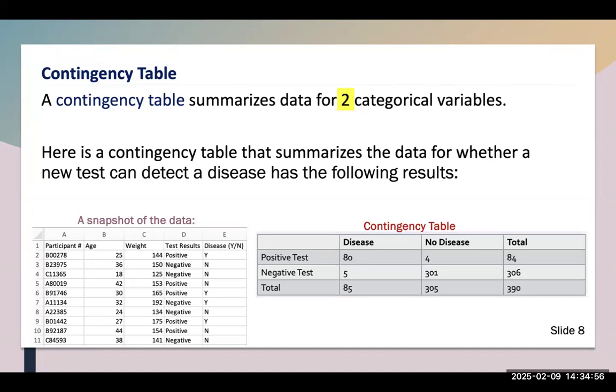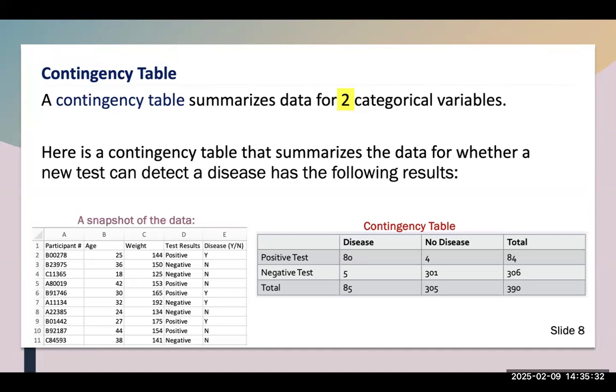So what I can do is ask the computer to count how many times somebody got a positive test and also had the disease, how many times somebody got a positive test and didn't have the disease, how many times somebody got a negative test and had the disease, and how many times somebody got a negative test and didn't have the disease. That could help me understand whether my test is a good test, whether the information coming back is reliable. So here I have summed up all of the information from this data set.